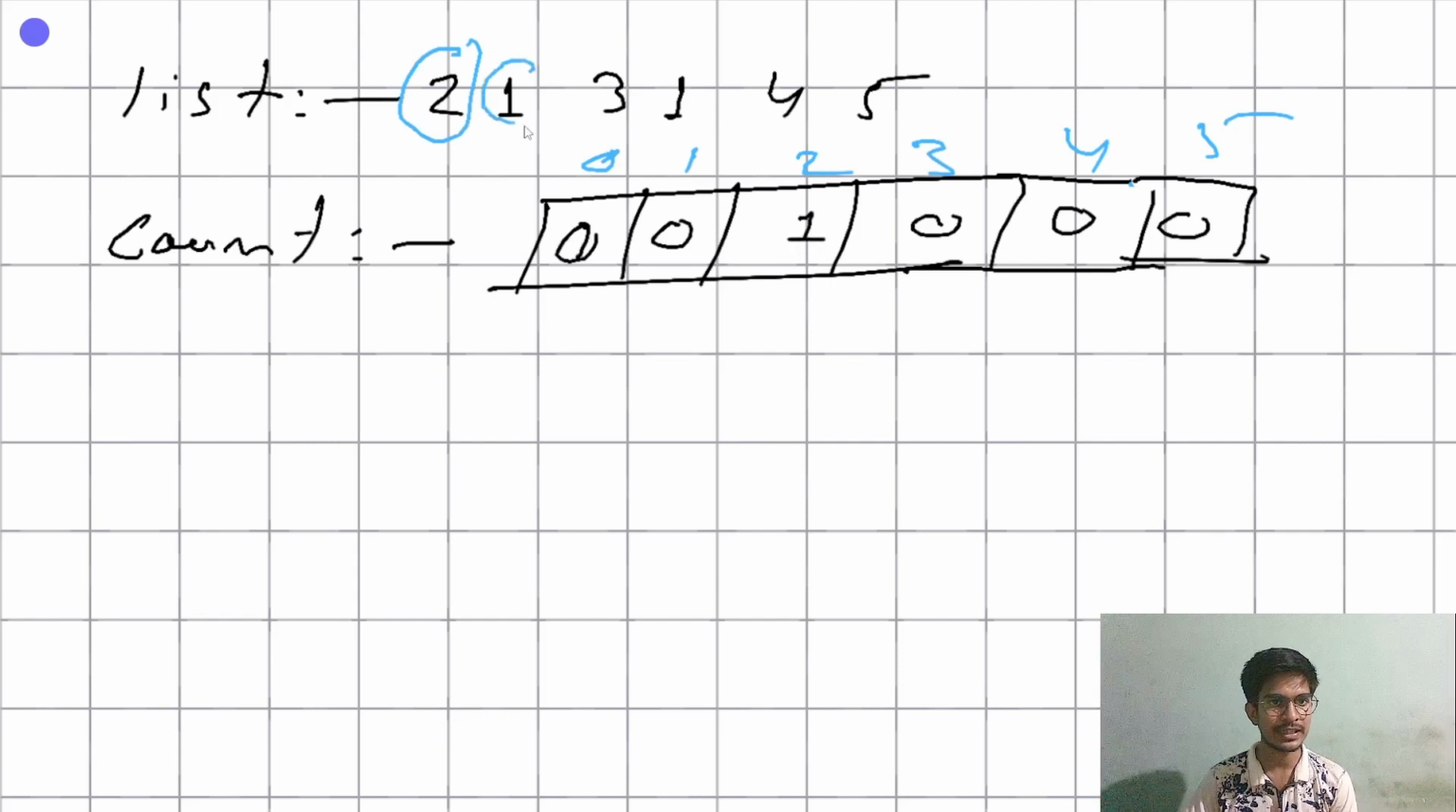Now it goes to the next index of the list. The element is 1, so in the count array it goes to index 1 and increases its value by 1. Now it goes to index number 2 of the list. The element is 3, so in the count array we go to index number 3 and increment its value by 1, so it will now be 1. Now we have the element at index number 3 in the list, which is 1 again, so in the count array we go to index number 1 and increase its value by 1.